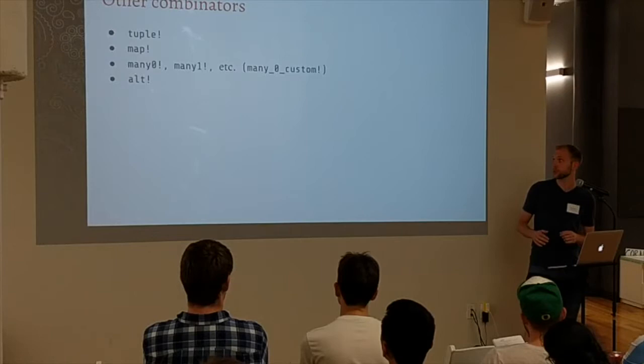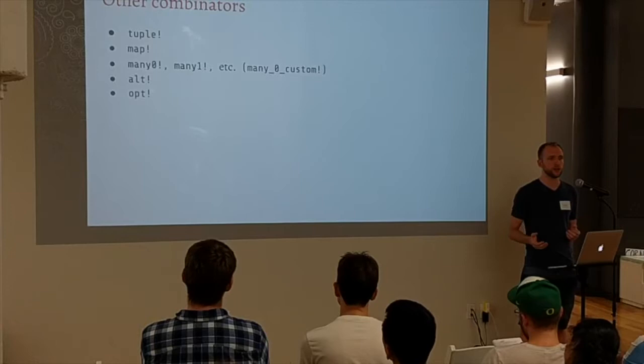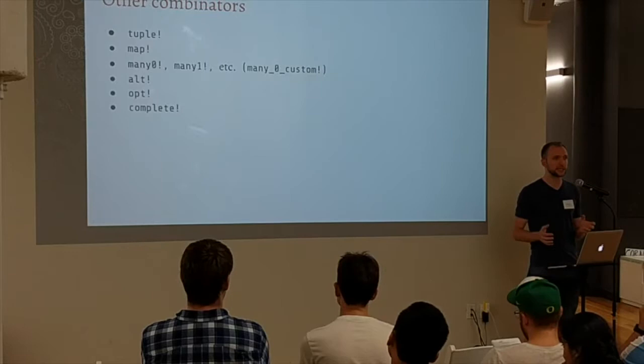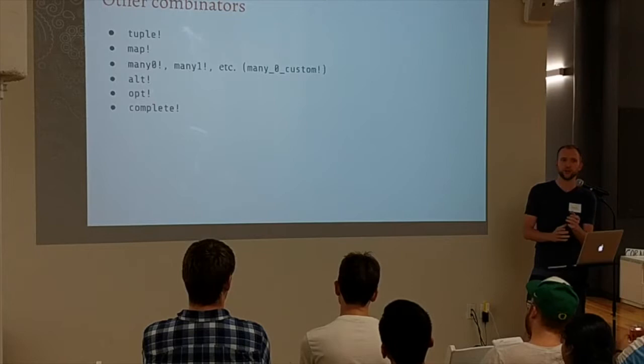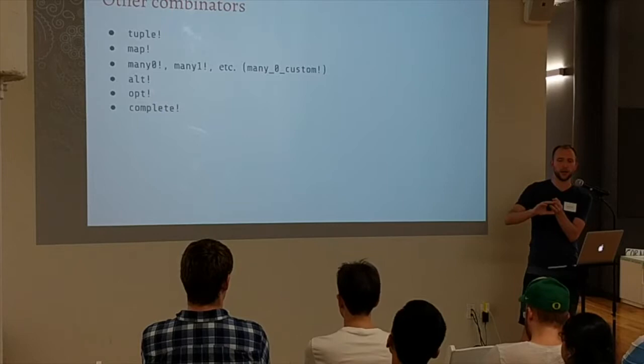Alt lets you choose the first; it returns the results of the first parser that matches. Opt takes a parser, makes it optional, and returns an option of the results of that parser. Complete: remember how we said that parsers return the value that they parse plus whatever remains in the string? Complete will turn anything that has any characters or tokens remaining into an error.